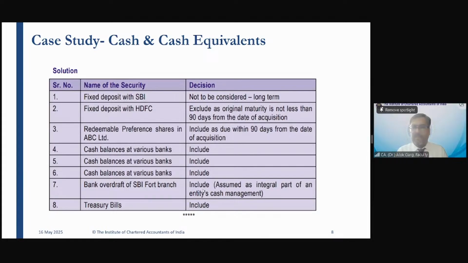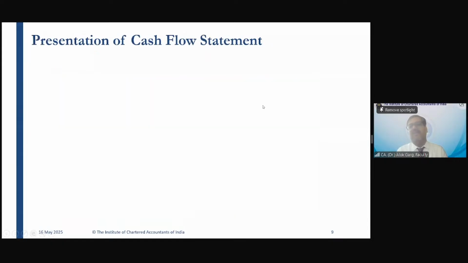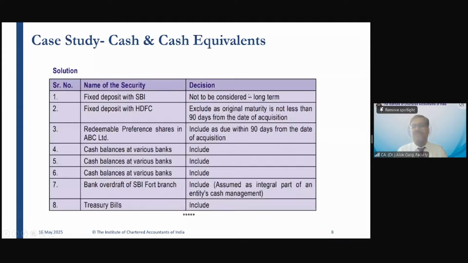Sir, what are treasury bills? Treasury bills are just like government securities, like GSEC, like RBI bonds. It is issued by the government. It is one of the modes of investment, where, let's say, if you spend 100 rupees today, the government will give you 105 rupees after 3 months.